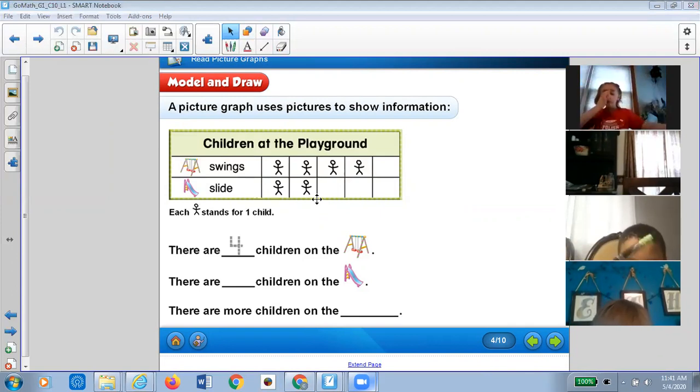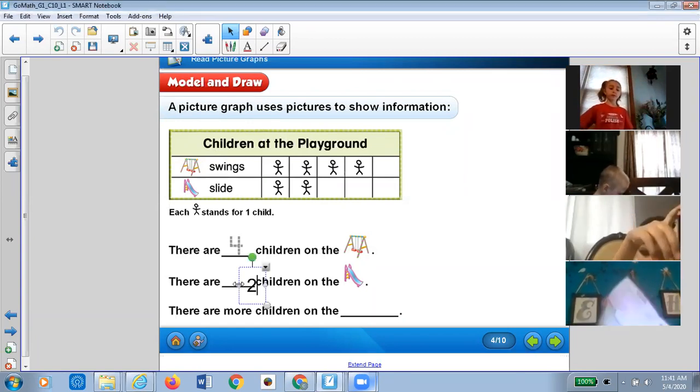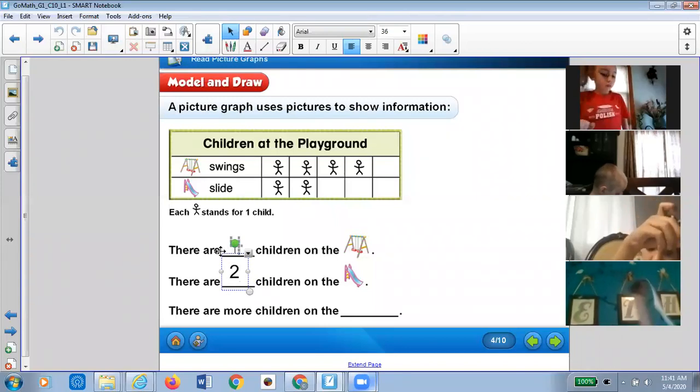this graph is at the top of 576. So you can work on this as we work it on together. So each stick person stands for one person. Every time you have a graph, you're always going to have a title and then the items that you're graphing. The title of this is Children at the Playground, and some children were on swings and some were on slides. They already did the first one for you. There are 4 children on the swings. How many children are on the slides? Look at your graph. Lily, how many children on the slides? 2. So please fill in that blank with the number 2.